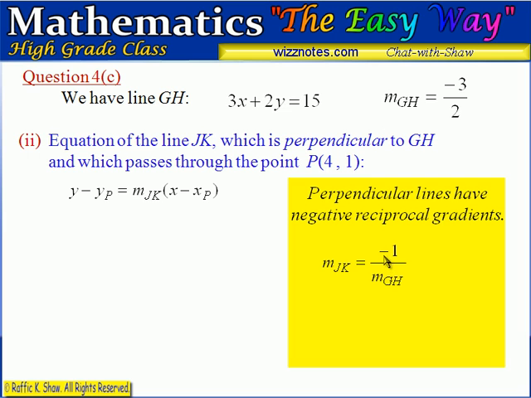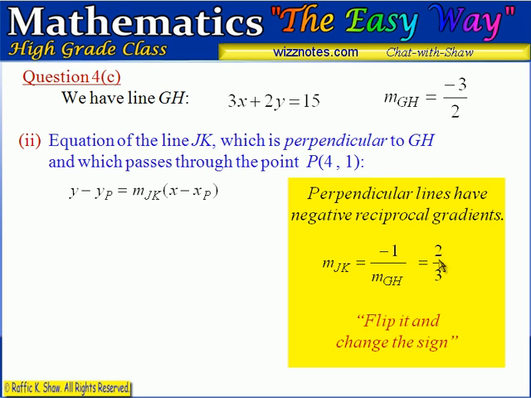That is, the gradient of JK is equal to minus 1 divided by the gradient of GH. So this calculation will give us the gradient of JK, but it can be done quickly by simply flipping and changing the sign of the gradient. So since we have this as the gradient of GH and we want the gradient of the perpendicular line JK, we can flip this and change the sign. Minus 3 divided by 2, we flip that, it becomes 2 divided by minus 3, and then change the sign from negative to positive, and the result is 2 divided by 3. Flip this negative 3 over 2 and then change the sign from negative to positive. And therefore the gradient of JK is 2 divided by 3.